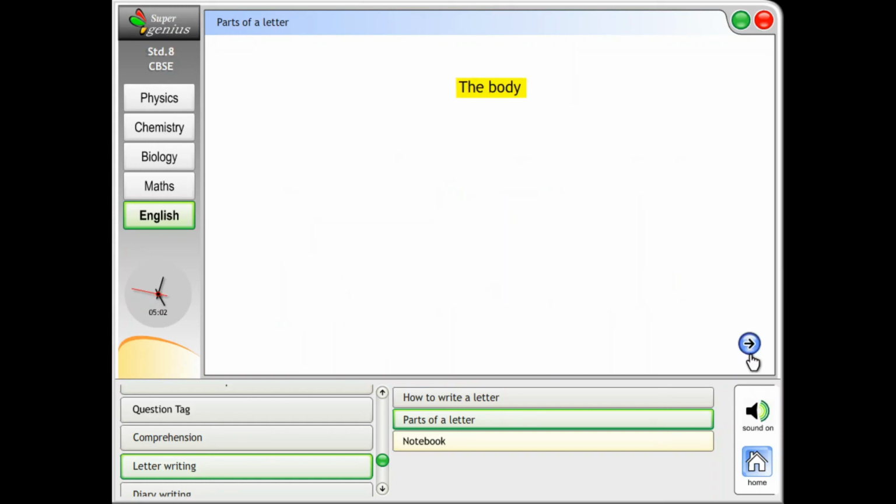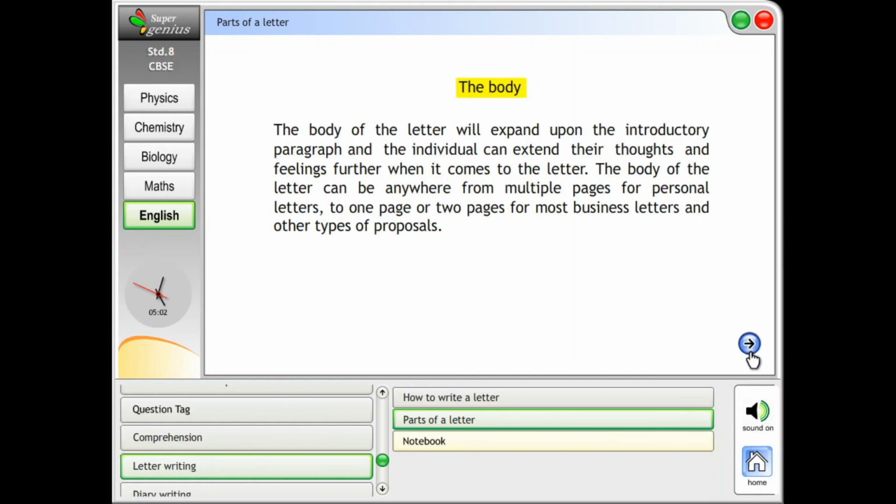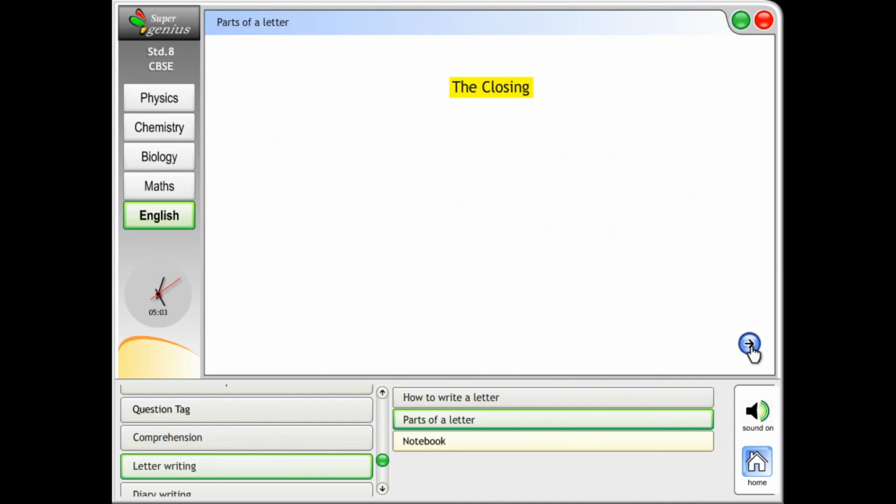The body. The body of the letter will expand upon the introductory paragraph, and the individual can extend their thoughts and feelings further when it comes to the letter. The body of the letter can be anywhere from multiple pages for personal letters to 1 page or 2 pages for most business letters and other types of proposals. The closing.